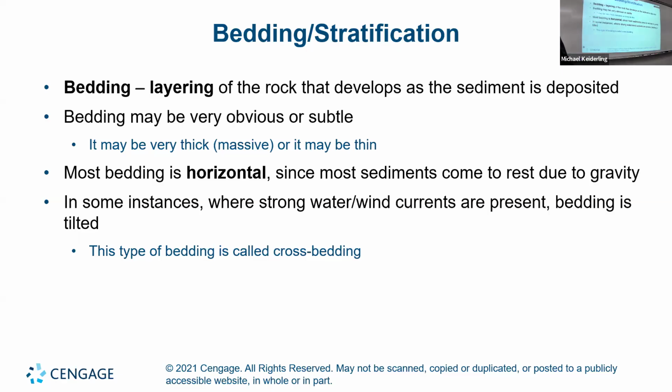In general, bedding is horizontal because most sediments come to rest due to gravity. You know, they're settling in the bottom of a lake or something. In some instances where there's strong water or wind currents present, you can have tilted bedding. For example, there are places where there are basically solidified dunes preserved in some deserts. Also, you can have cases where you had horizontal bedding and then something happened to tilt it. This can be called cross bedding.